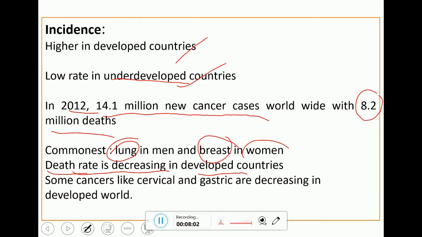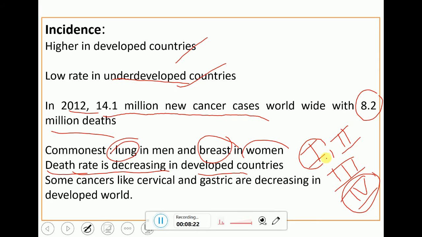If a patient is detected in stage 1 or stage 2, then the chances of saving the life of that person are drastically higher as compared to a person diagnosed in stage 3 or stage 4. Stage 4 is basically the metastatic stage, in which the cancer has spread to various organs. Stage 1 is the stage in which there is just a small beginning of cancer, in only a particular part of the body. Some cancers like cervical and gastric cancer are decreasing in the developed world, obviously because of better health facilities.